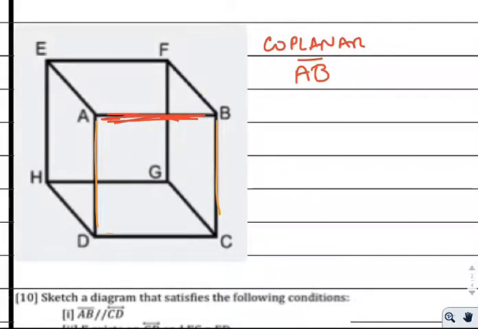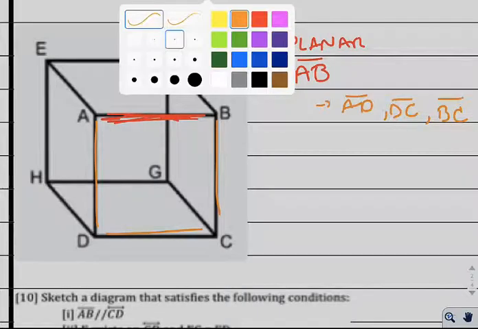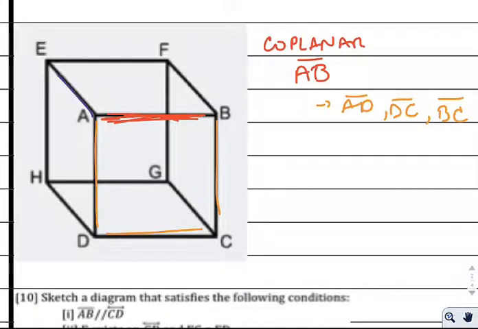Any of these would be coplanar to AB. So an answer could be, let's say, AD, DC, and BC. But we have, like I said, some other choices. Actually, anything up here would work as well. So also coplanar to AB would be AE, line segment, of course, EF, and FB. So it's important to know that these sets are all coplanar to AB, but the orange and purple sets are not coplanar to each other.